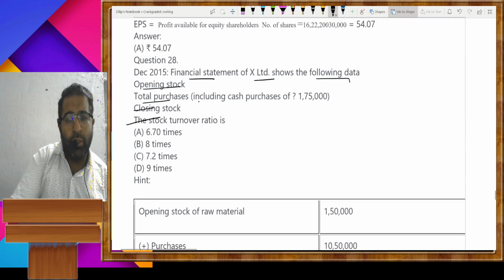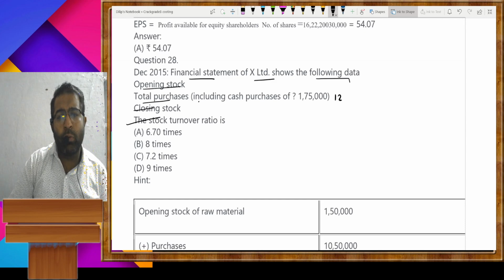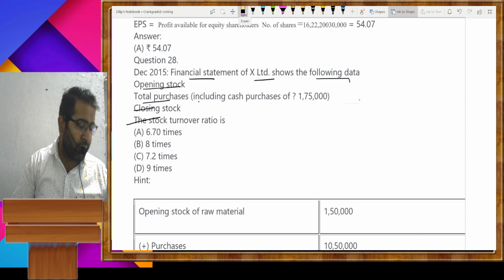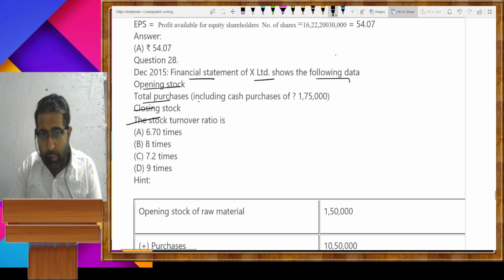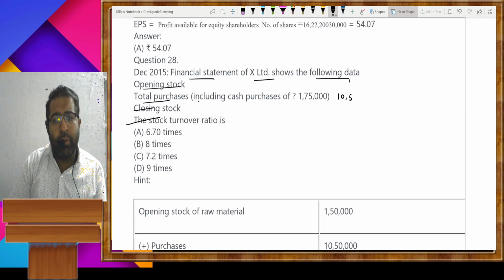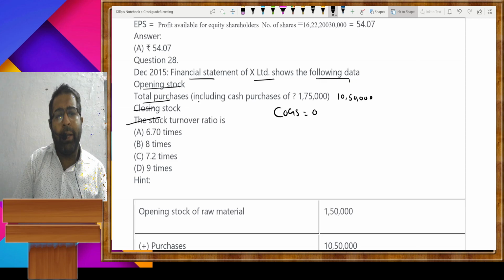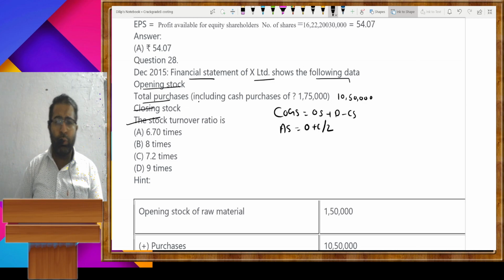It is given in the question, that is 11 lakh, 12 lakh 25,000, and we have to calculate, sorry, total purchases 10 lakh 50,000. 10 lakh 50,000 is given. So you can calculate cost of goods sold by opening stock plus purchase minus closing stock, and average stock equals opening plus closing divided by 2.